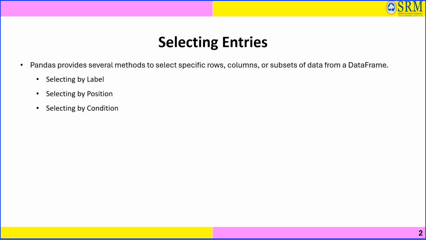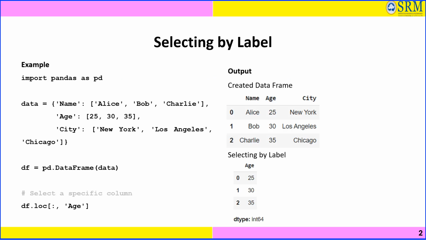And you can select the entry. Pandas provides several methods to select specific rows, columns, or subsets. First you can select by label, next select by position, and select by condition. So we'll see one example. First one is selecting by label. This is one normal data frame. In this, we have three columns: name, age, and city. The index is not mentioned, so automatically the default index 0, 1, 2 is used. So this is a normal data frame.